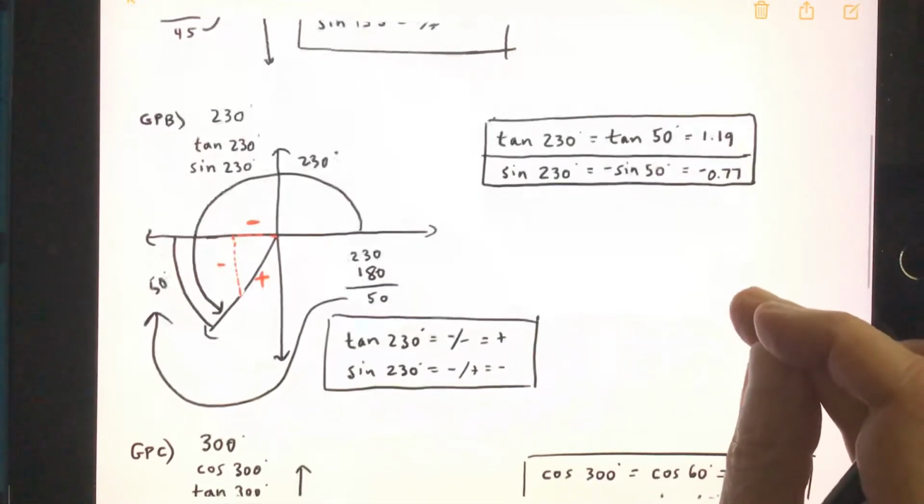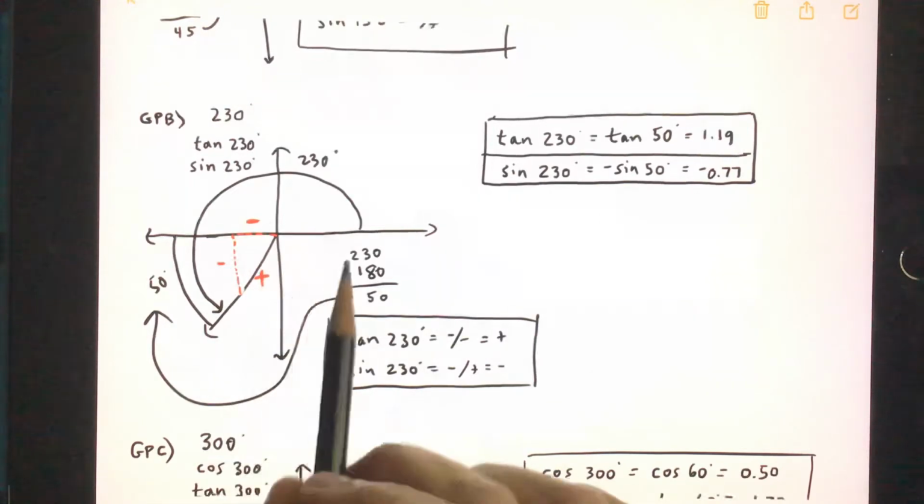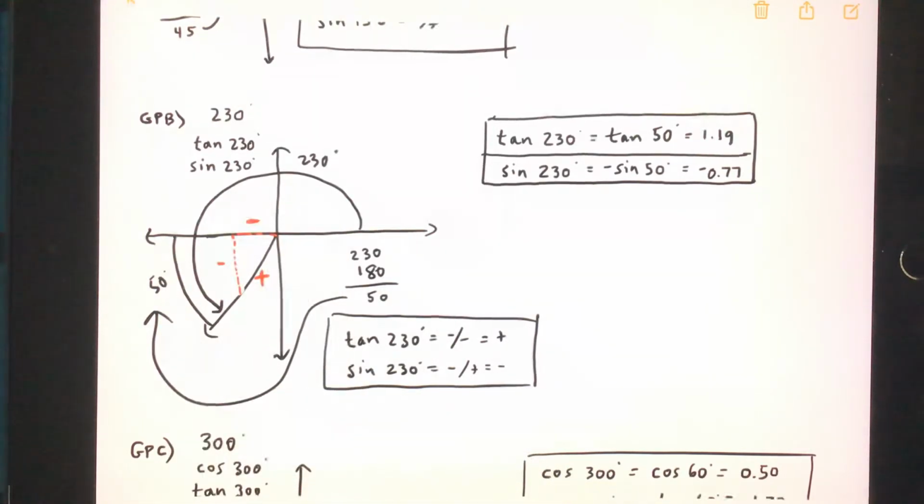Guided practice B, we're going to look at the angle 230 degrees. We're going to find the reference angle for that. And then using that reference angle, we're going to find the value of that function. And we're going to notice it's exactly the same thing as our calculator tells us when we plug in the actual angle for that function itself.